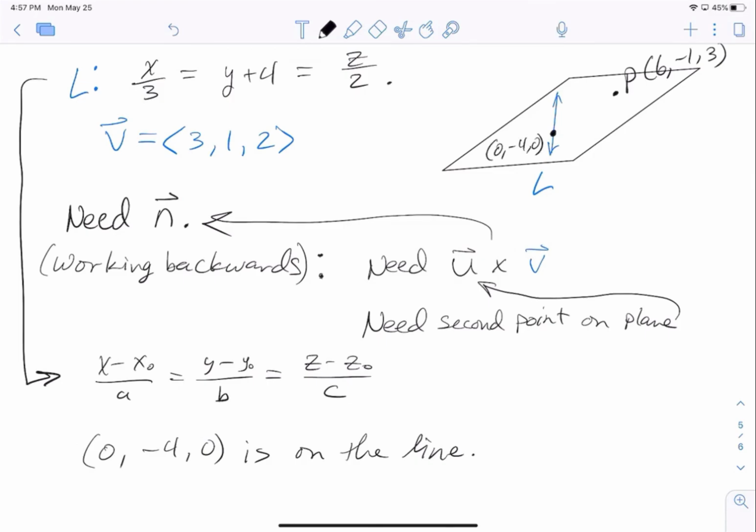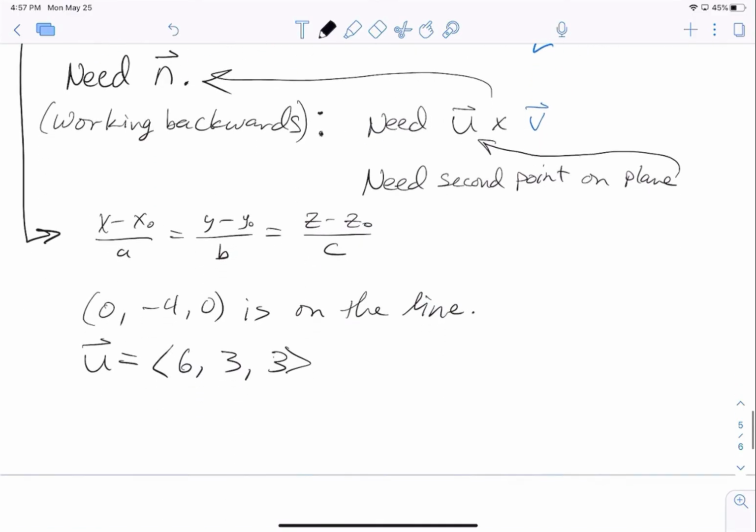I'm going to put a point on the line that will represent 0, negative 4, 0. And the vector that we're after, u, is going to be the one that goes from the point 0, negative 4, 0 to the point P, which is 6, negative 1, 3. That'll be our vector u. And remember, in order to come up with the components of u, we're going to subtract the coordinates of P minus the coordinates of 0, negative 4, 0. So we get 6 minus 0, negative 1 minus negative 4, 3 minus 0. So our vector u is equal to 6, 3, 3.